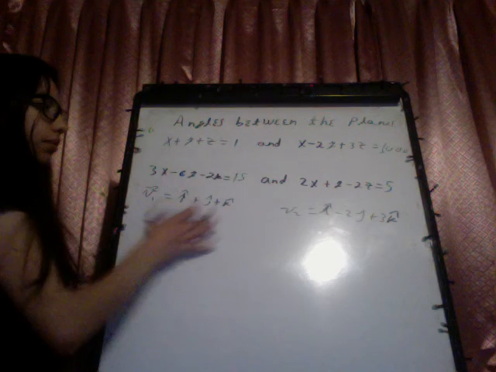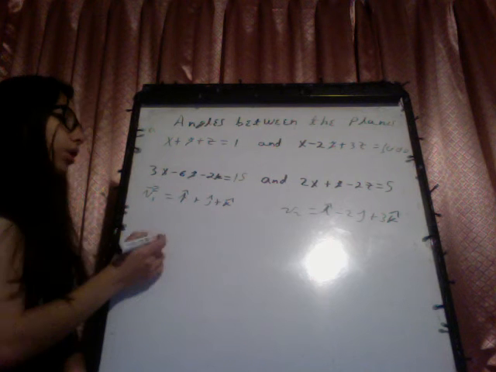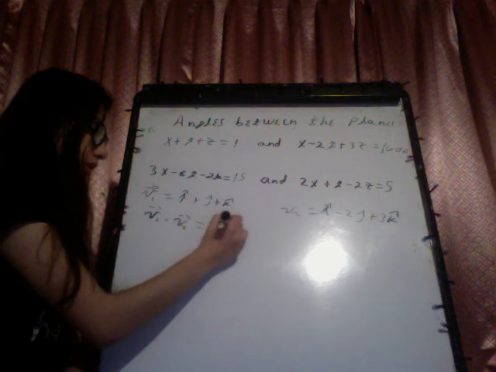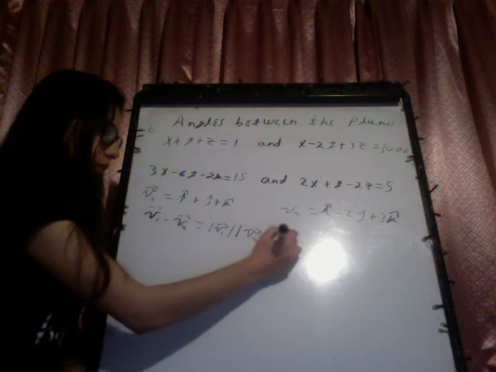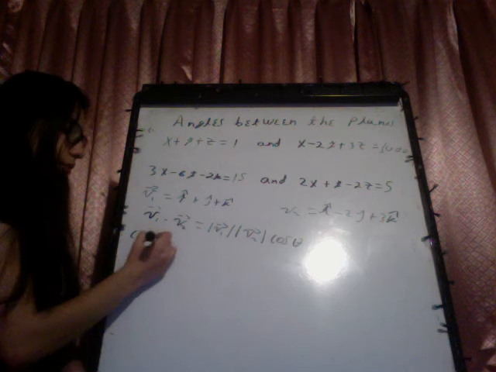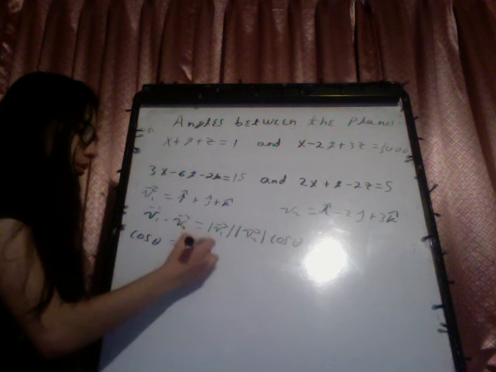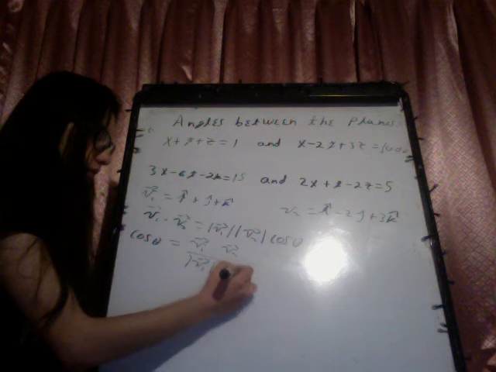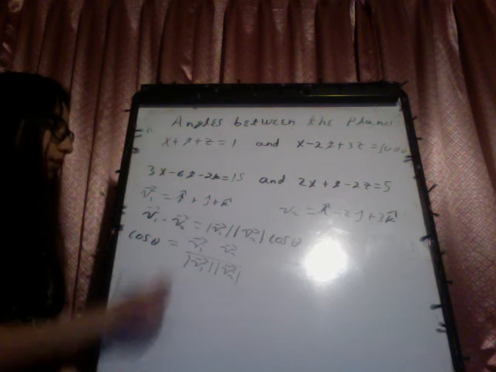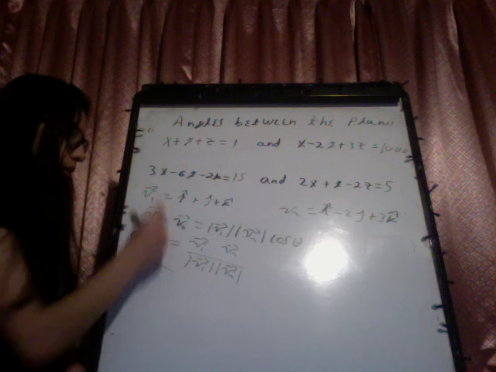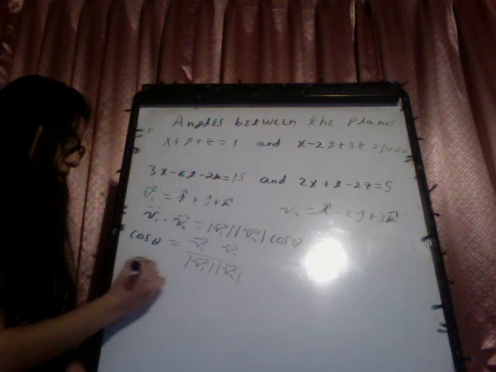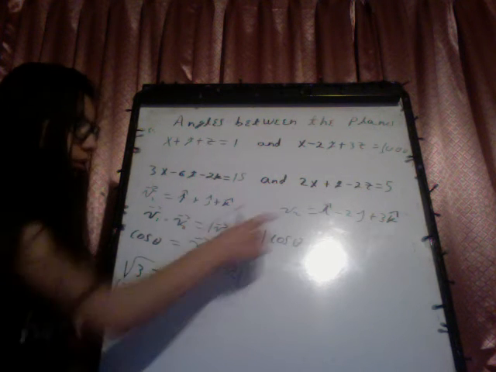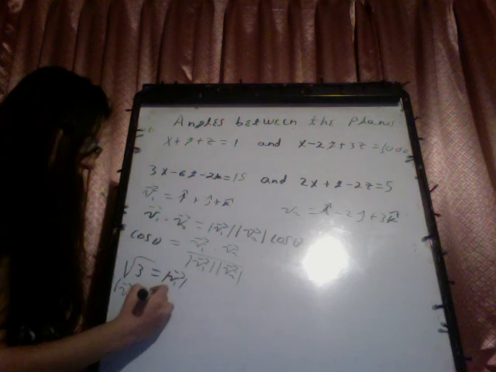Alright, now we have these normal vectors. Now let's calculate the angle. We know that v1 dot v2 is equal to the magnitude of v1 times the magnitude of v2 times the cosine of the angle. So the cosine of the angle is equal to v1 dot v2 divided by the magnitude of v1 times the magnitude of v2. So let's calculate first the magnitudes. The magnitude of v1 is the root of 1 squared plus 1 squared plus 1 squared, which is just root of 3, and the magnitude of v2 is 1 plus 4 plus 9, which is root of 14.